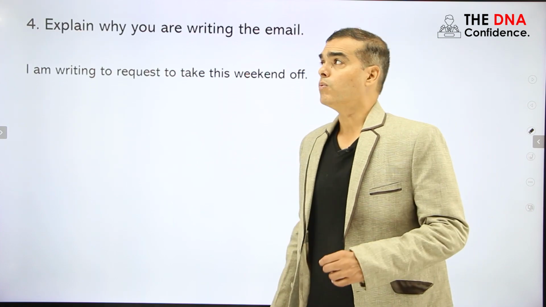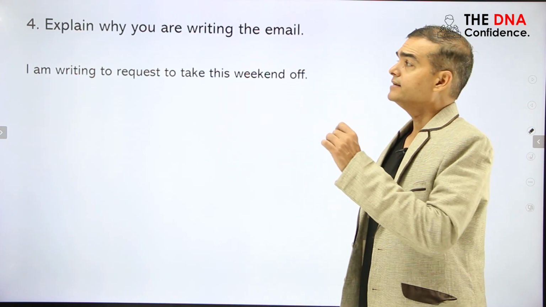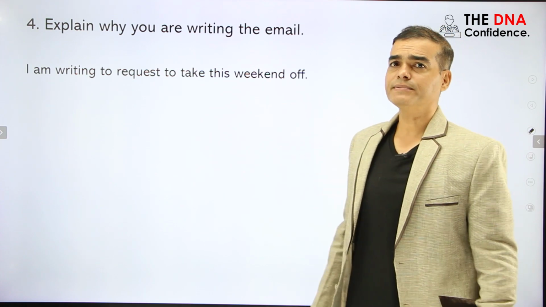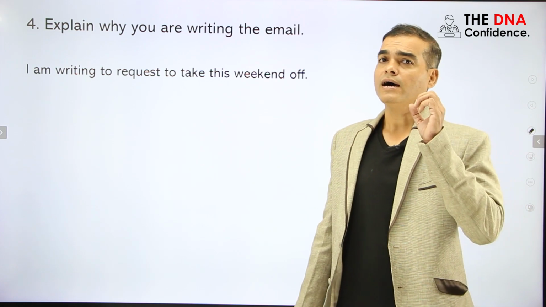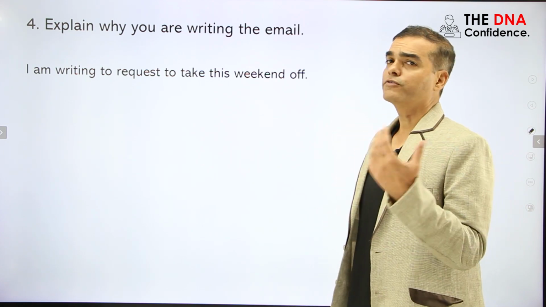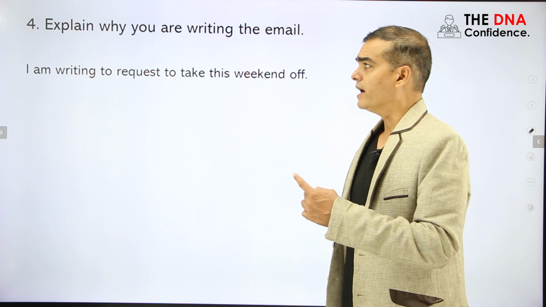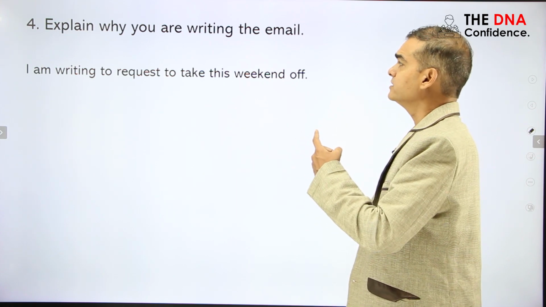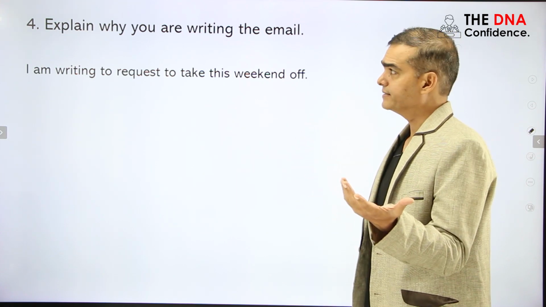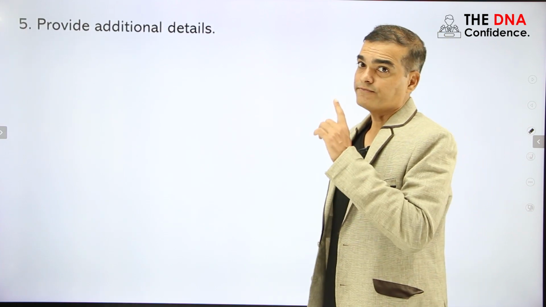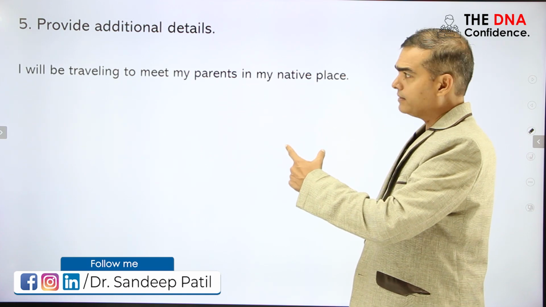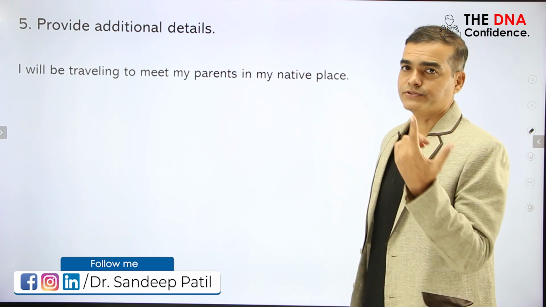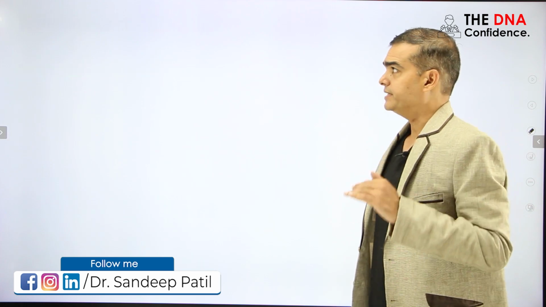That's also equally important. Now, explain why you are writing the email in the first line. See, this email must be very short and crispy. As I said, our purpose is to ask for a leave, okay? Request to grant you a leave. So, I'm writing to request to take this weekend off. First line. Now, step 5. Provide additional details. Why? I'll be traveling to meet my parents in my native place. Second line will be there.